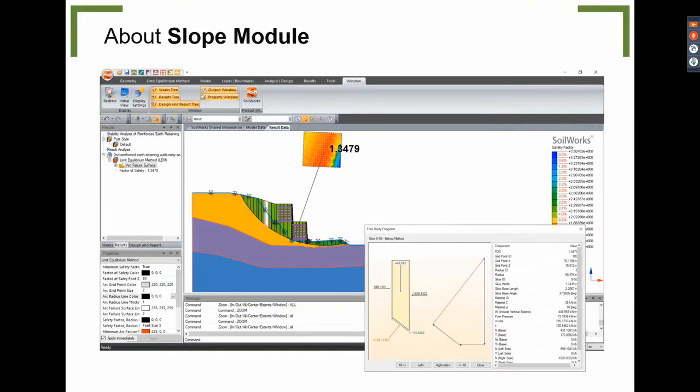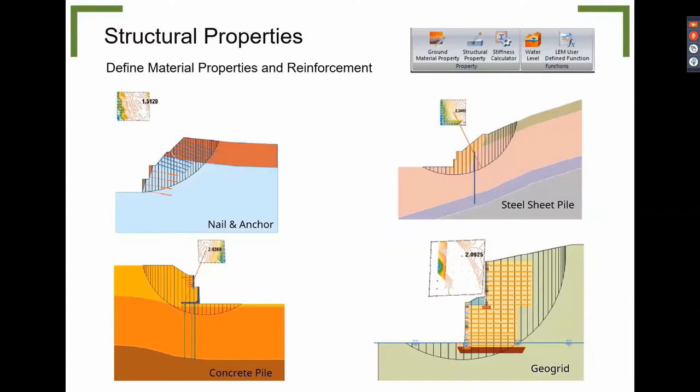So slope module is a stability analysis program using limit equilibrium method and strength reduction method through finite element analysis. It can be used for all types of soil and rock slopes, embankments and earth dams, retaining walls, etc. It also includes probability and sensitivity analysis and multi-scenario modeling and support design. So slope reinforcements such as nail and anchor, steel sheet pile, concrete driven pile, and geogrid can be modeled and analyzed in slope module.